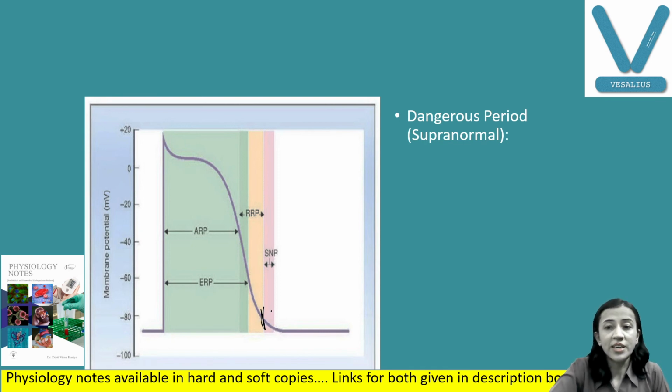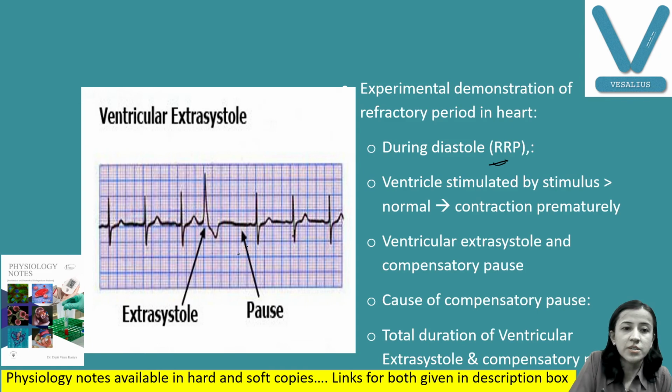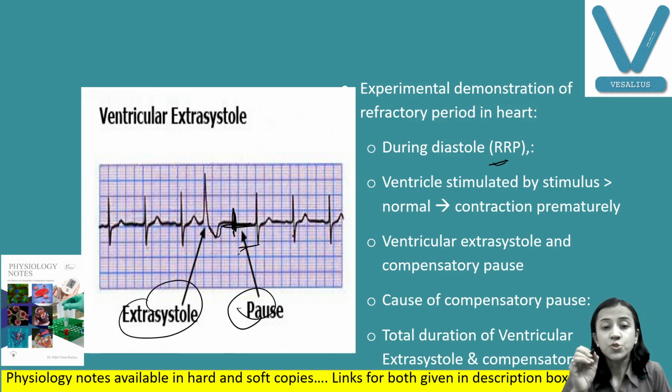Okay, now experimental demonstration of the refractory period, you can see here. When during diastole, relative refractory period, if we give a stimulus stronger than normal strength, you will get extra systole. Here you can see, this is extra systole, and it is followed by compensatory pause. Why compensatory pause? Because when the normal stimulus comes here, at that time your heart is in absolute refractory period, so the heart cannot be stimulated.